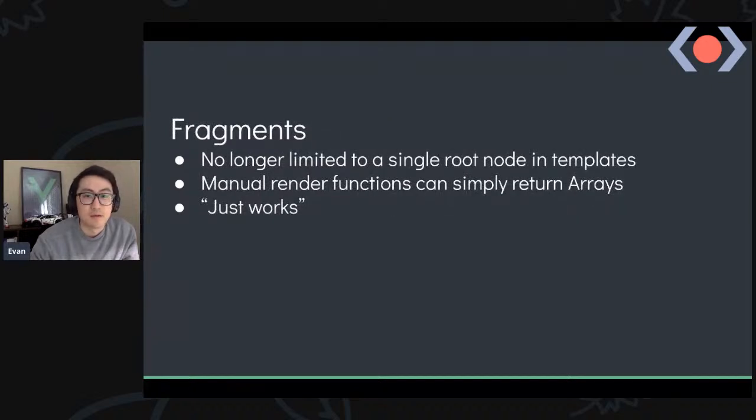All right, now fragments. This is pretty much self-explanatory, and it just works. You're no longer limited to a single root node in your templates. Your template can have multiple root nodes or even just text. Manual render functions can simply return arrays if they want to return a fragment, or just return a string if you want to render some text. So all of this is thanks to fragments internally.